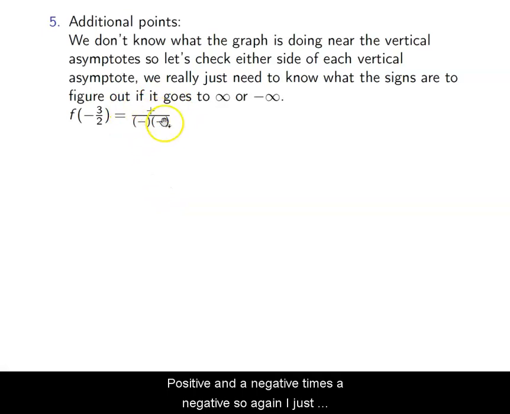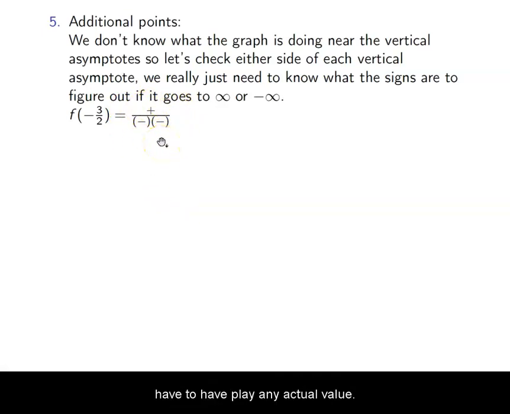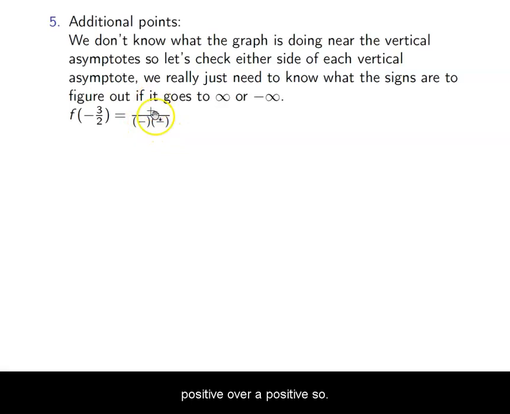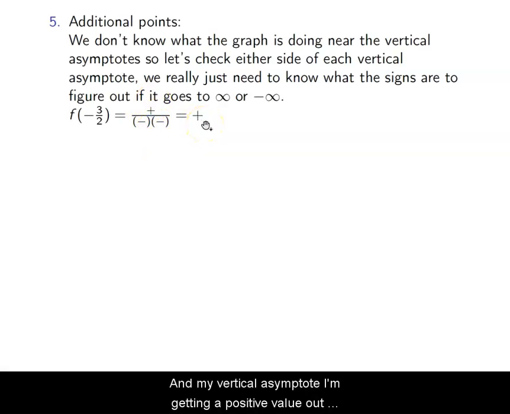So again, I just need to understand what the sign is going to be. I didn't have to calculate any actual values, just which is larger. Do I have more positives or more negatives? So overall, it'll be positive on top, right? Over here, I had more negatives than positives, so overall, it's negative. Here, I had 2 negatives, so it's negative still. Now let's look at the relationship. Negative times negative is positive. So this is really a positive over a positive. So in between my 0 and my vertical asymptote, I'm getting a positive value out.